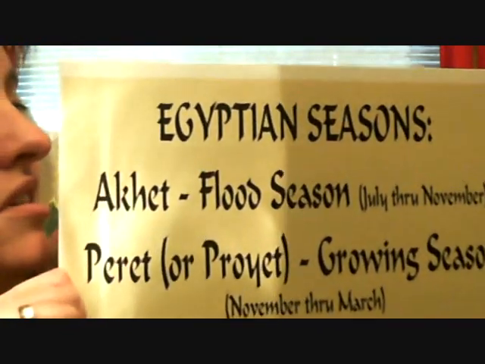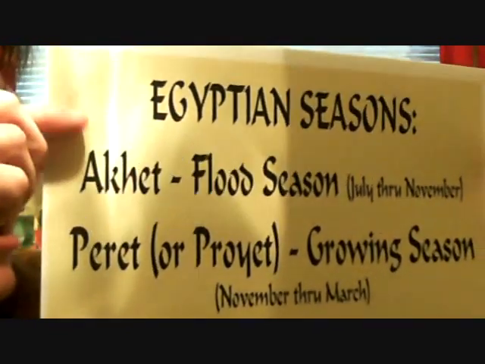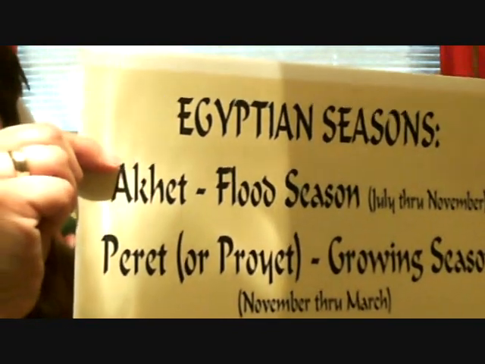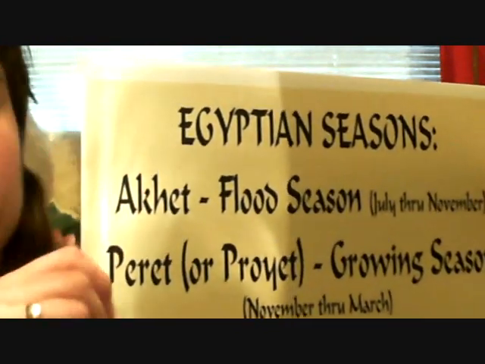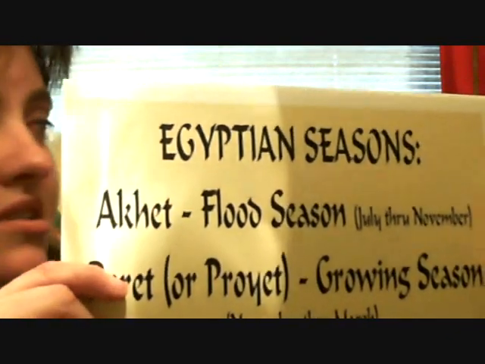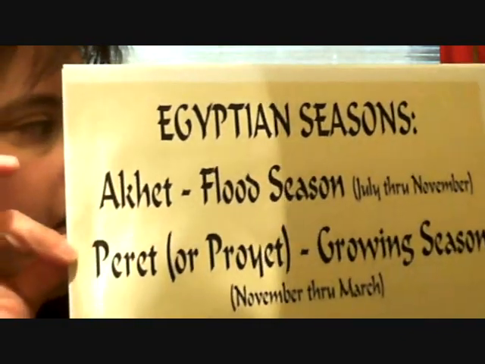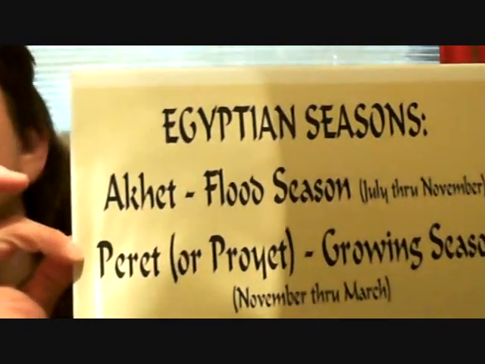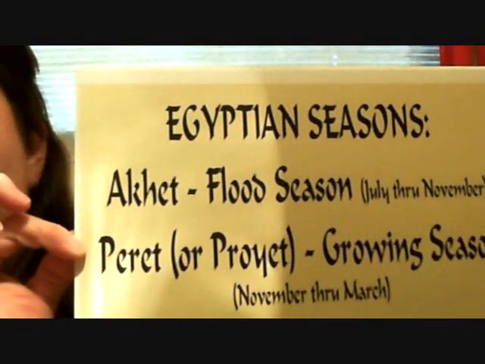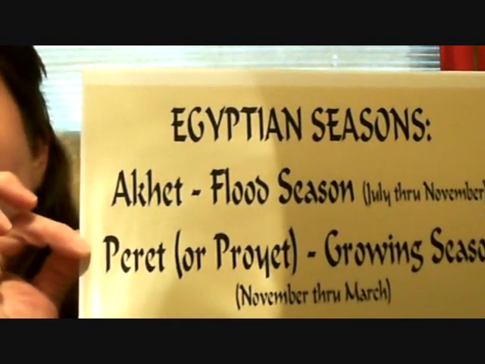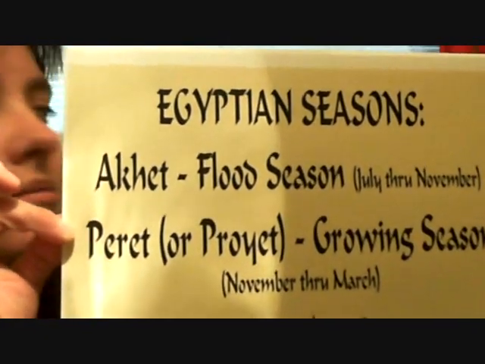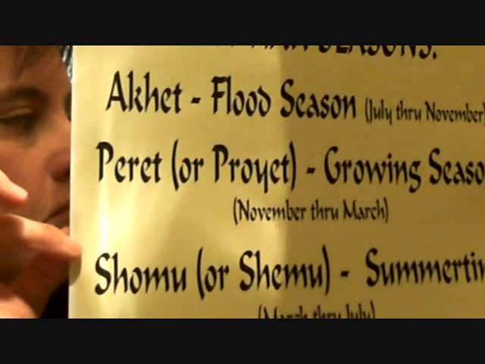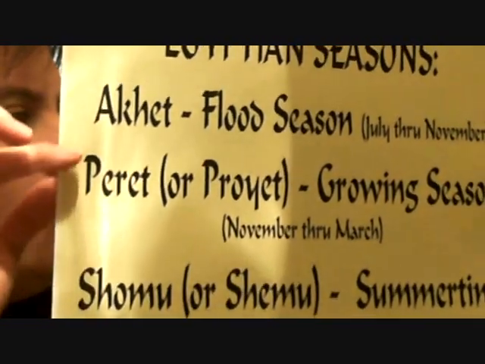But your Egyptian seasons began with Akhet, and that was the flood season when the Nile would flood, so the water was high. You couldn't do any planting then, obviously. Alright, next one. Peret, or some sources will give it as Proyet. I believe that's drawing from the Coptic version of the word. The next one would be Shomu.